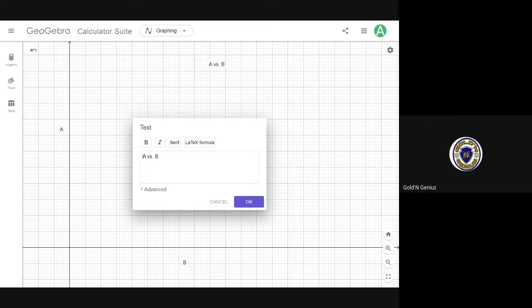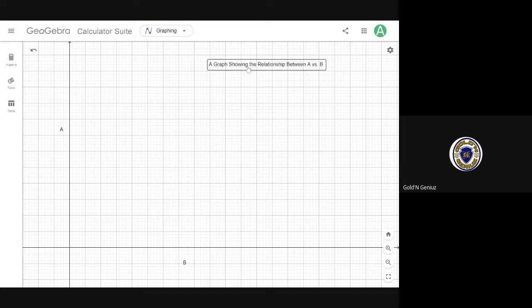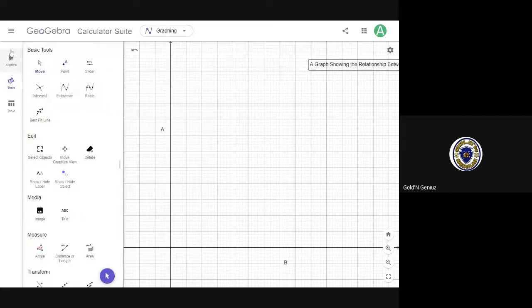We're working for points. So the first thing you know is that you must have a title. So, a graph showing the relationship between A versus B. Alright, and that would be our most suitable title, and you put it up there.